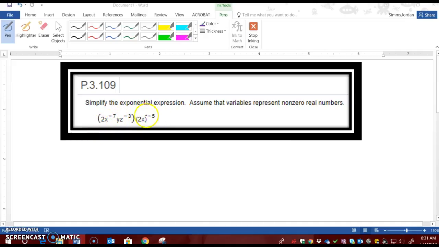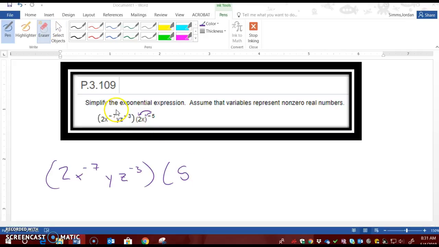That's fine. Over here on the right bracket, I'm going to apply this -5 exponent, and that gets applied to the 2 and the x. So if I copy all this down again, 2x to the -7, y, z to the -3, that's all in brackets. This is going to be multiplied by 2 to the -5, x to the -5. Okay, so all I did was apply that exponent to the 2 and the x.